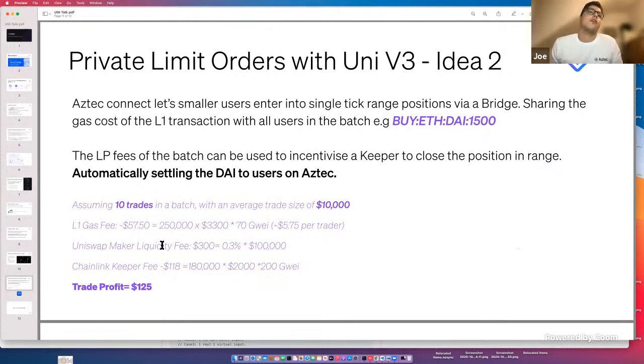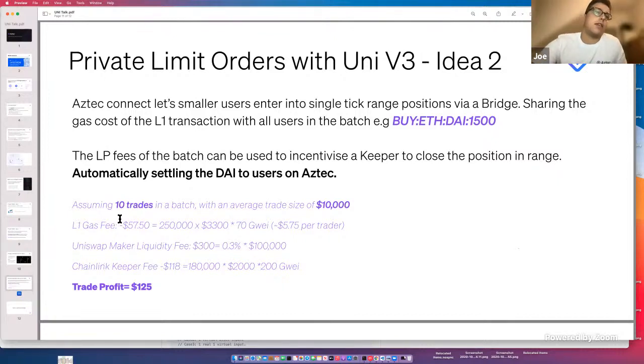In the example I give, we have 10 trades of 10,000, and the economics suddenly flip on their head, so that you can do very interesting things like incentivizing a keeper to automatically close the position when it's in range. So the idea is to write a bridge contract that works effectively like a private limit order exchange, where the identities of all the people in the order book are hidden, but you use Uniswap v3 to process the limit orders, and maybe Chainlink keepers or other keepers to incentivize the closing of the positions with the liquidity fees that you get from being in the position.